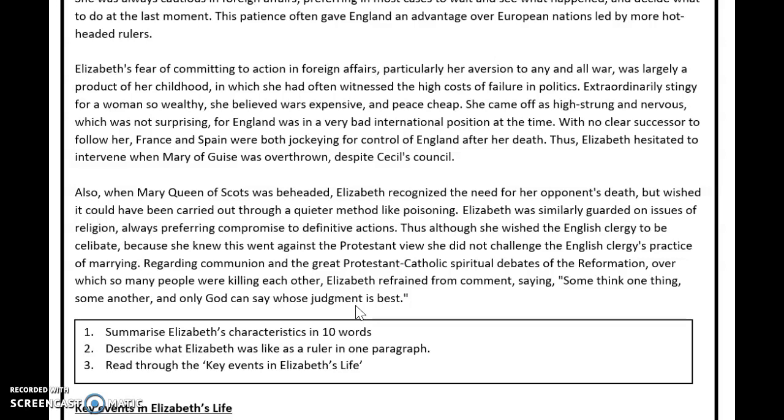When you have done this, I would like you to answer question 1 and question 2 in your exercise book or on your paper. Okay, relatively self-explanatory. Summarize Elizabeth's characteristics in 10 words. And describe what Elizabeth was like as a ruler in 1 paragraph. Give yourself 4 minutes to do both of these tasks. Go.